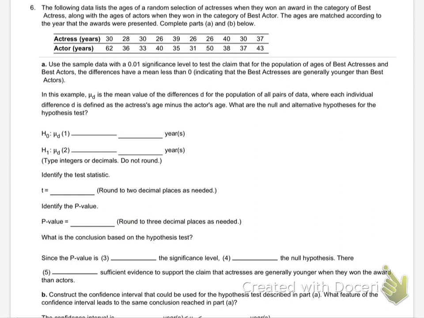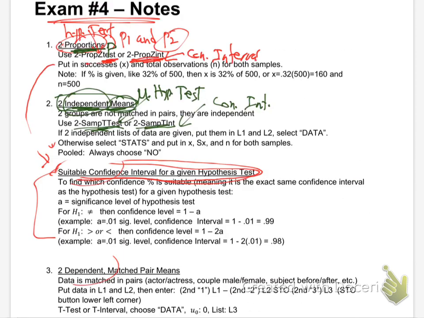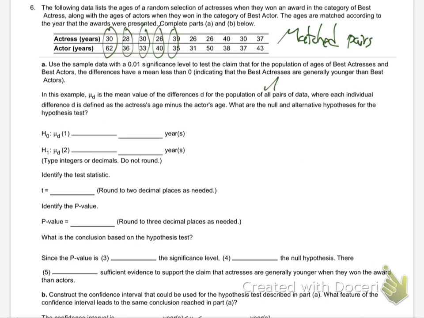Let's go on to number 6. Now, see how these are all matched up? Actress, actor, actress, actor. These are all matched up. Those are matched pairs. Where do we see matched pairs? Let's go back. There it is. 2 dependent matched pairs. How do you do those? There's all the steps for that. It's notes number 3.